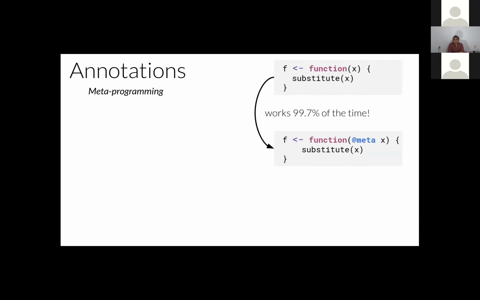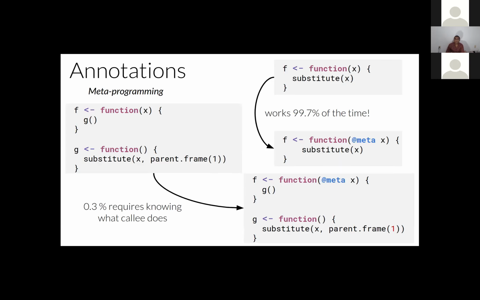So what about metaprogramming? Similar to lazy annotations, we are thinking of adding an @meta annotation for metaprogramming. So here we have a function f, which calls substitute on its argument x. We can infer this dynamically or statically. And for these formal parameters, we can annotate them with the @meta annotation. And in this case, the implementation can bind the parameter to the unevaluated argument AST, which can be retrieved using the substitute call. This works 99.7% of the times.